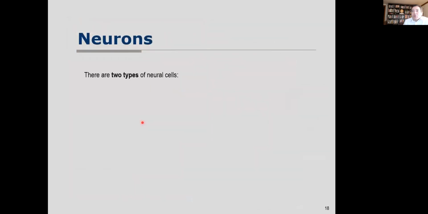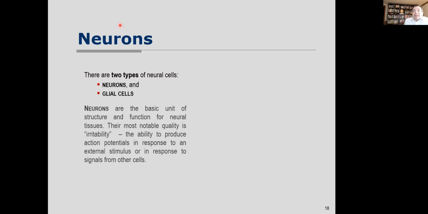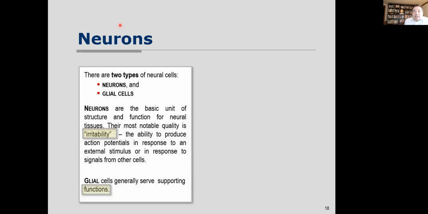So first, let's talk about neurons. Neurons are the brain cells, the cells in the nervous system. There are two types of neural cells. There are neurons and glial cells. So neurons are the basic unit of structure and function in the brain and the nervous tissues. And their most notable quality is what we call irritability. It's the ability to produce an action potential. An action potential is a response to some sort of stimulus. And the glial cells are generally serving supporting functions.